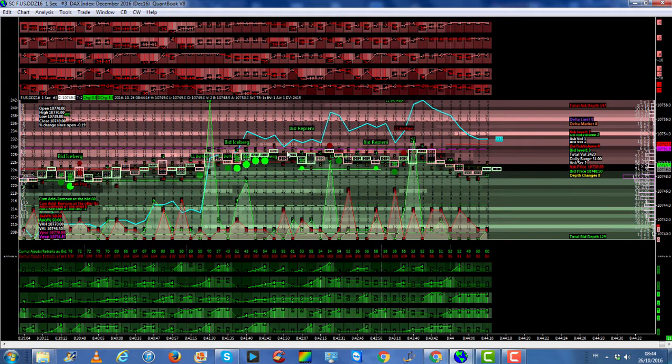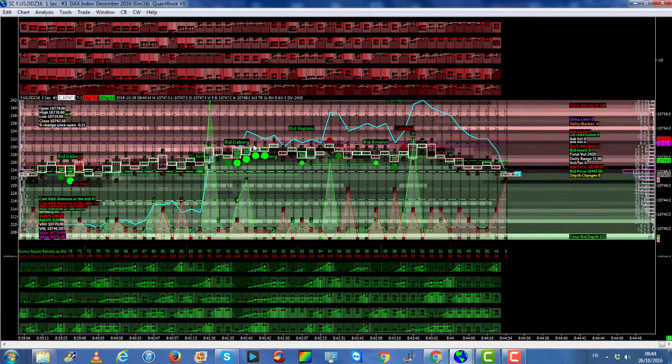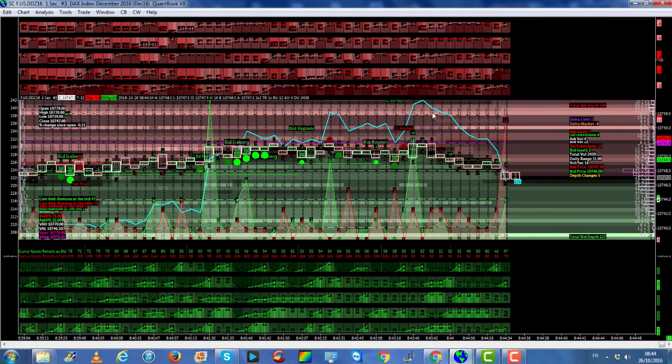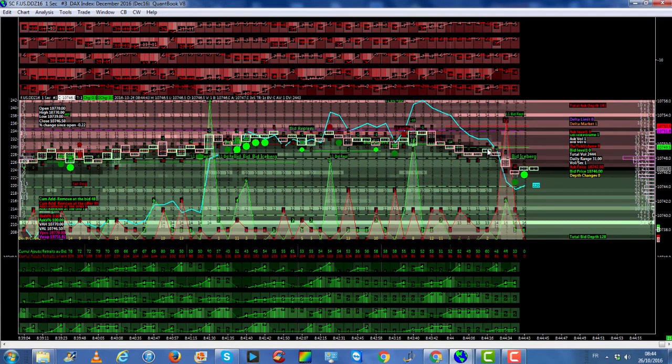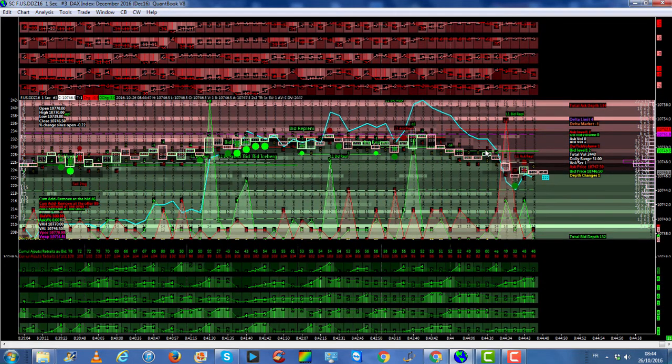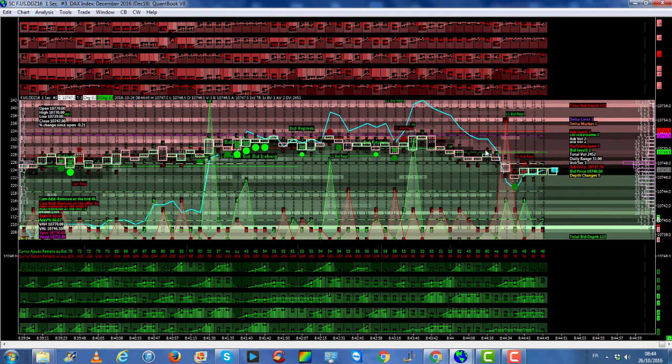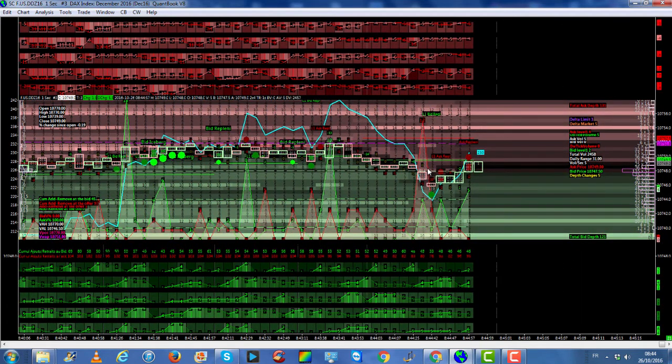Okay, let's continue. I hope I'm clear and that you understand all of what I'm speaking about. The cyan blue line, just in the middle of the heat map, is what I call inventory. Market making inventory. It's just cumulative delta volume weighted by the price.